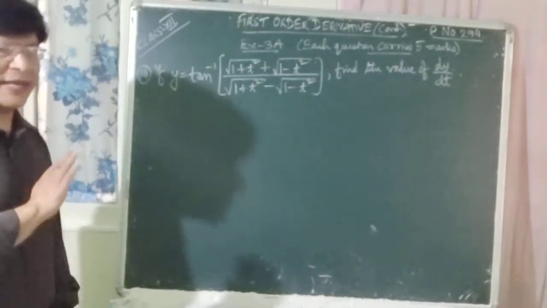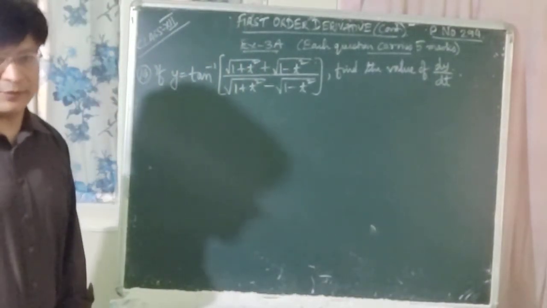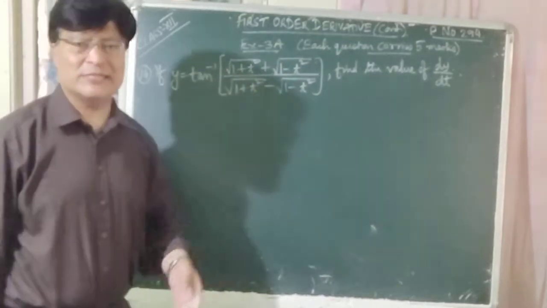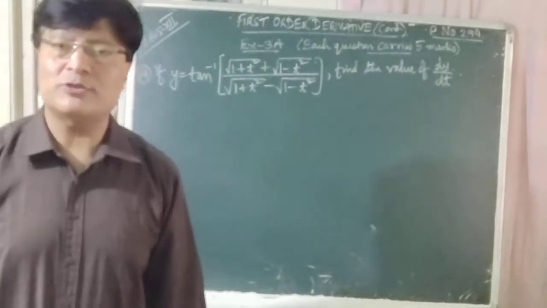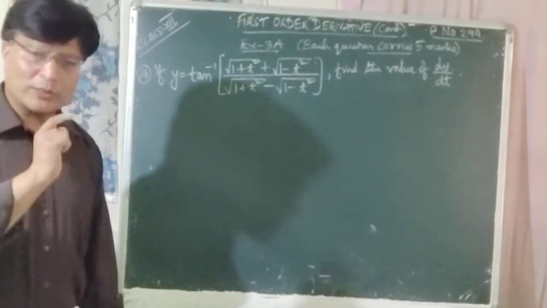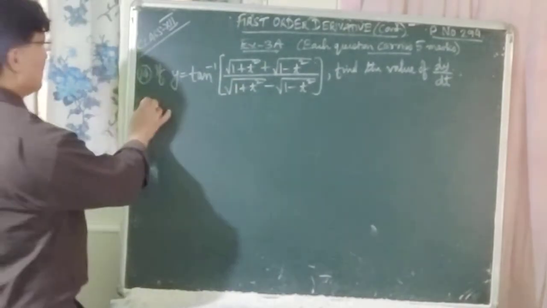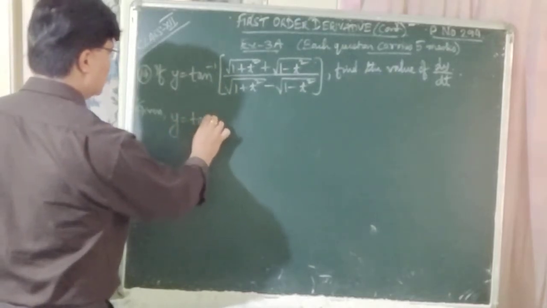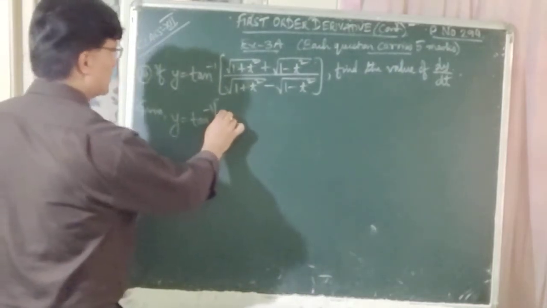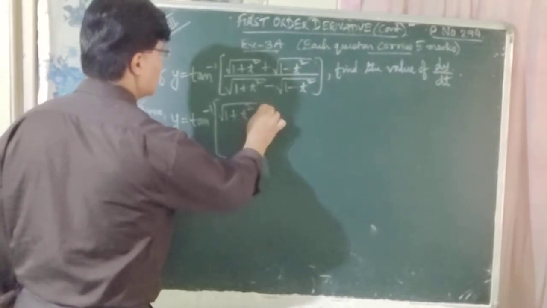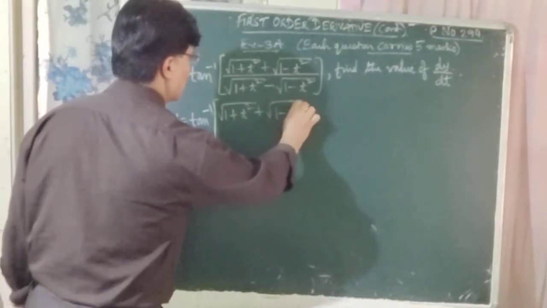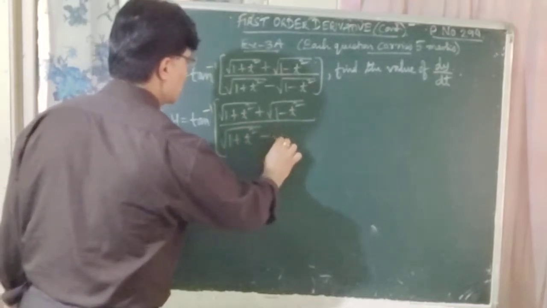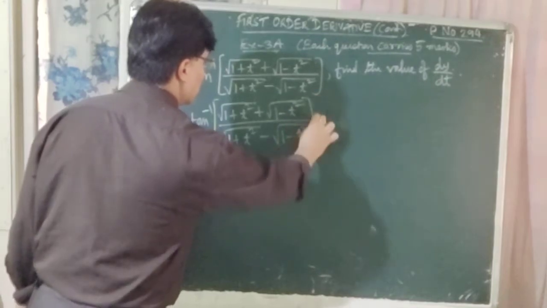So here also you cannot differentiate it directly from the given. On the right hand side there is tan inverse, and in terms of t the fraction is given. You have to do the trigonometric substitution. So what should you put for t? Let us write down the given here now. So here given is y is equal to tan inverse of (root over 1 plus t square plus root over 1 minus t square) divided by (root over 1 plus t square minus root over 1 minus t square).